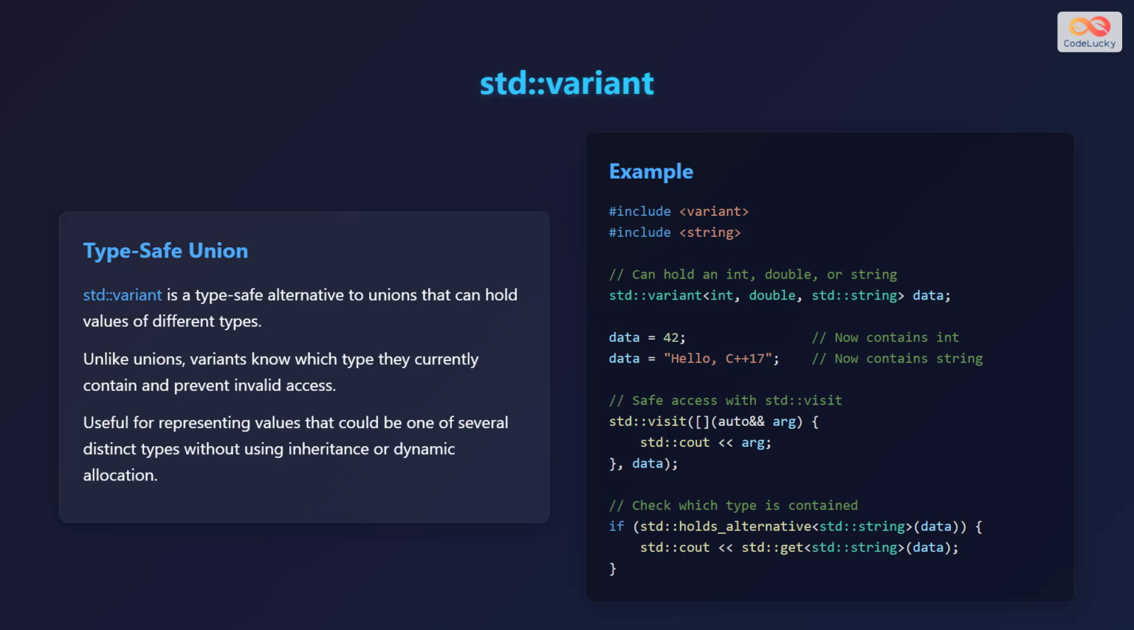Now let's consider a type-safe union. std::variant is a type-safe alternative to unions that can hold values of different types. Unlike unions, variants know which type they currently contain and prevent invalid access. It is useful for representing values that could be one of several distinct types without using inheritance or dynamic allocation. The example shows how to use std::variant to create a variable that can hold an integer, a double, or a string, with safe access using std::visit and std::holds_alternative.